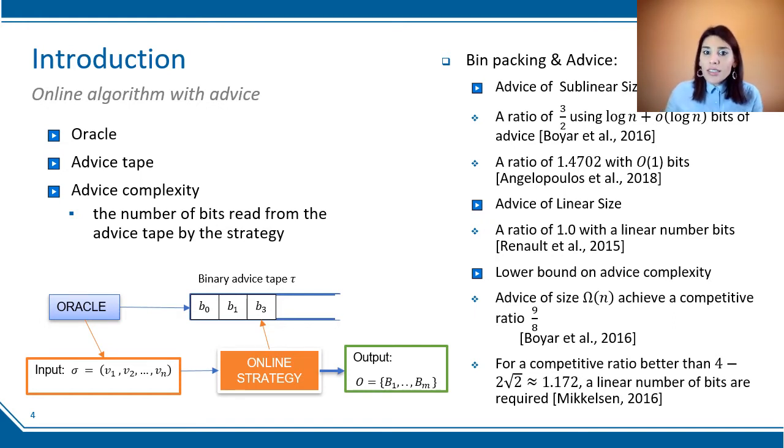Bin packing with advice received attention in the research community. The first important result is a practical algorithm with 1.5 ratio using advice of sublinear size, proved by Boyar. Later, the result is improved by Angelopoulos, and we get something like 1.47. In general, as advice size increases, we can get better competitive ratio. If you have a linear number of bits, you can get one competitive algorithm, but the linear number seems a bit too much. On the other hand, there are some lower bounds on advice complexity, and the best is 1.17 with linear number of bits.